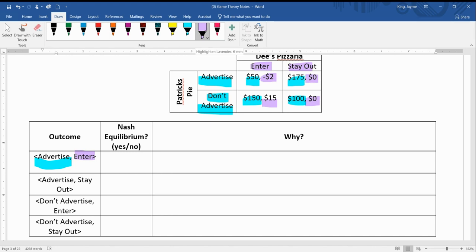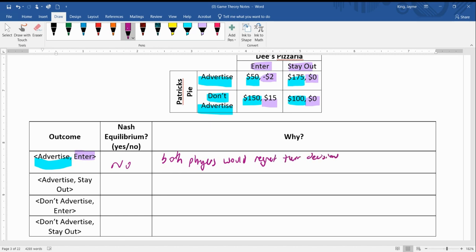Okay, so are they going to regret that? Yeah, they're going to regret it, right? Because they would have made more money if they chose not to advertise in this particular circumstance. Okay, would player two regret their decision? Well, right there, now they're at -2. If they had chosen instead of entering to stay out, they would have been over here at 0, right? Okay, so would they regret their decision? Yeah, because then at least they wouldn't be losing money. So this particular cell is not a Nash equilibrium. And why not? Because both players would regret their decision.